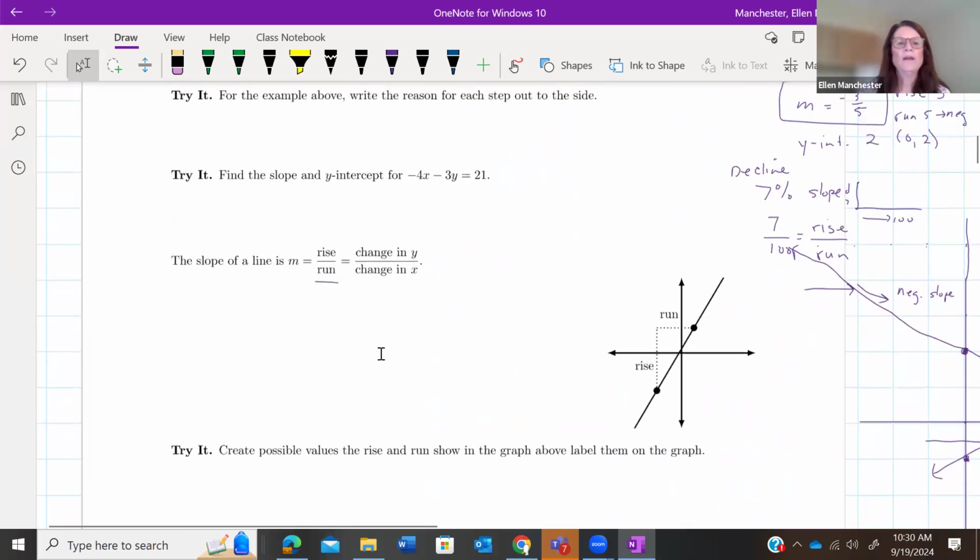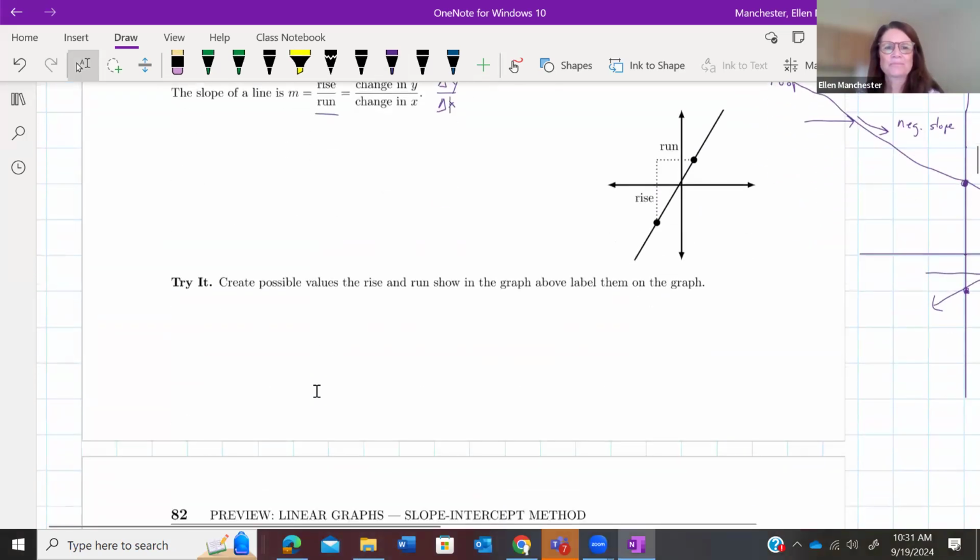So where the slope comes from is the change in y over the change in x. Sometimes you'll see it written like this. To remember what goes on top and what goes on the bottom, the rise is your vertical line. It goes up and down. The rise is your y-axis. The run is your x-axis.